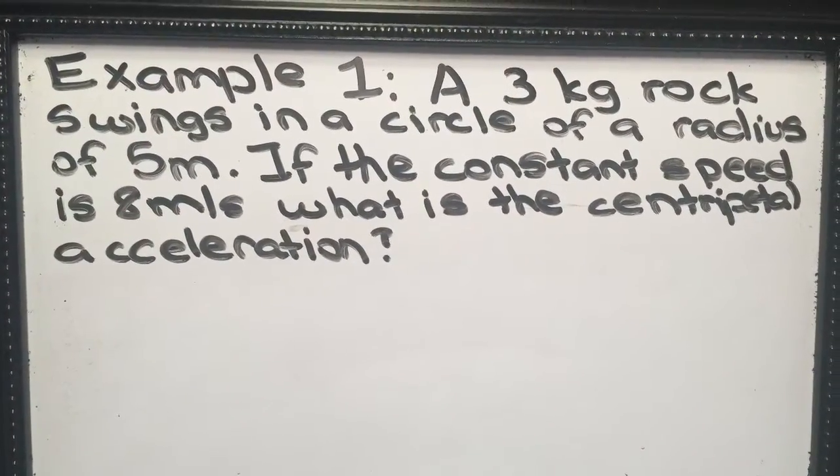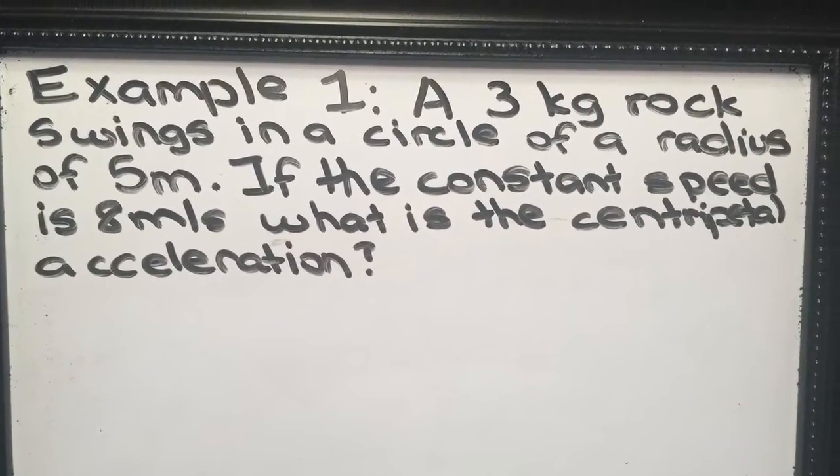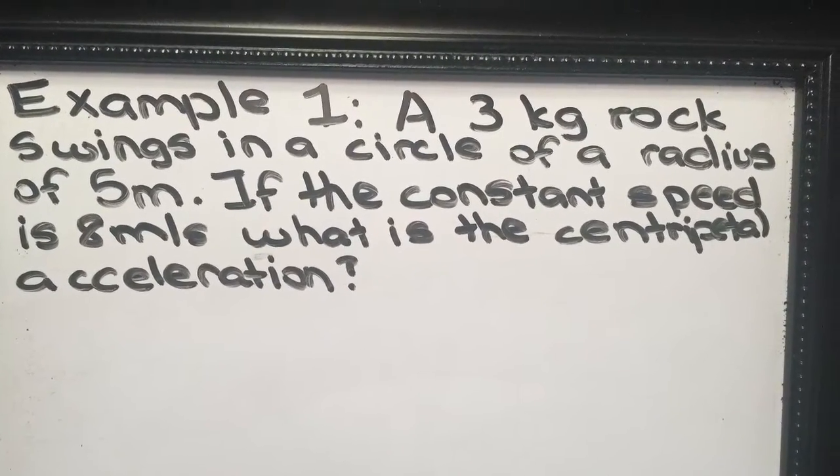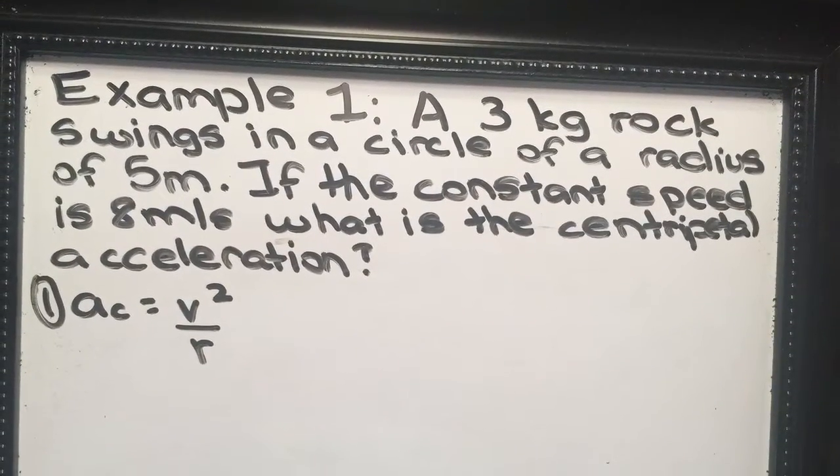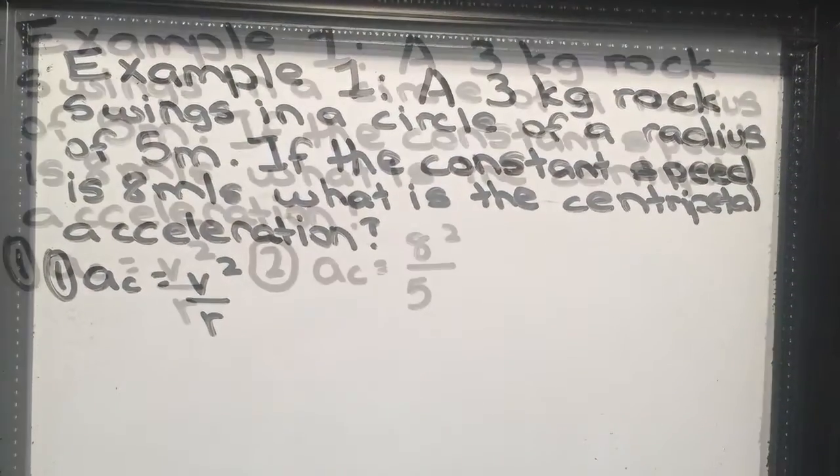Let's do one example. A 3 kilogram rock swings in a circle in a radius of 5 meters. If the constant speed is 8 meters per second, what is the centripetal acceleration? The first step for these types of problems is to write down the formula.